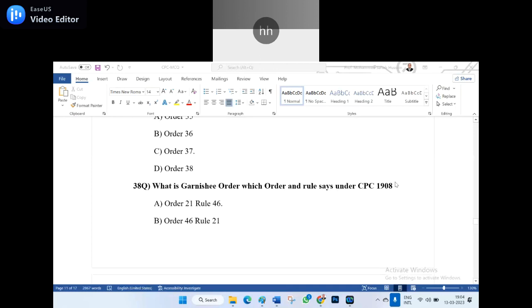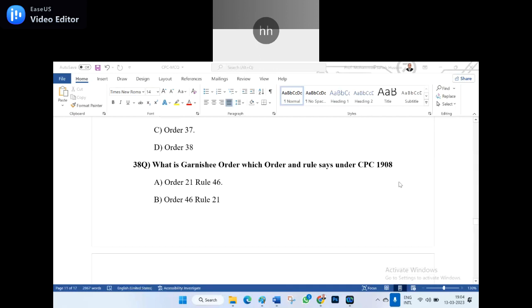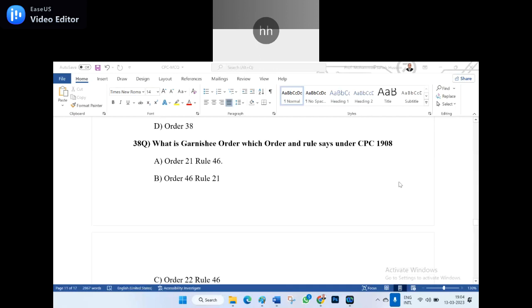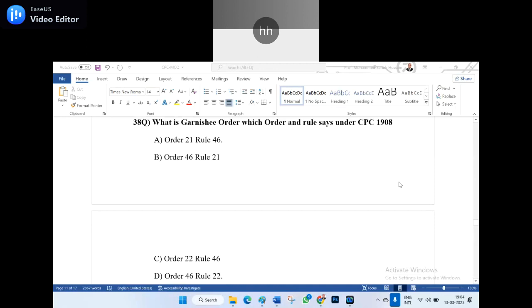Now let us see the 38th question. What is garnishee order? Which order and rule says under the CPC 1908? Option A, Order 21, Rule 46. B, Order 46, Rule 21. C, Order 22, Rule 46. D, Order 46, Rule 22. Option A, sir. Order 21, Rule 46 is the right answer. It is Order 21 and Rule 46 that says about the garnishee.